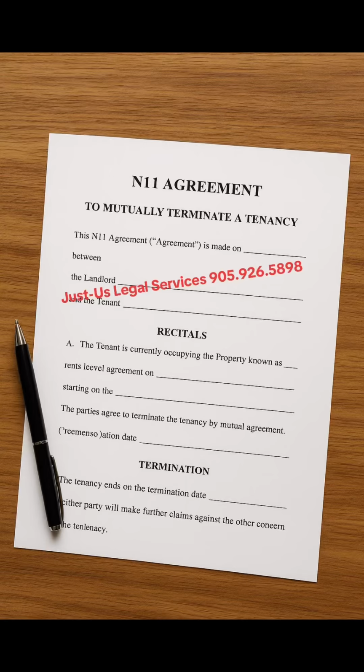So this is an N11 form, and an N11 form is used between landlords and tenants in Ontario to mutually terminate the tenancy. It's important to understand that this form is entirely voluntary, so neither party can be forced to sign it, nor can it be in a lease that at the end of this fixed term lease, both parties agree that they'll sign an N11.